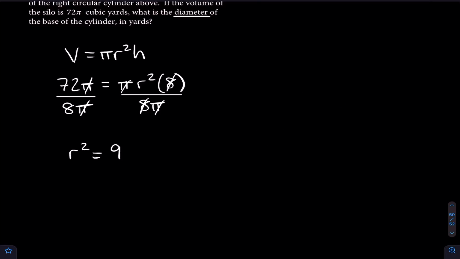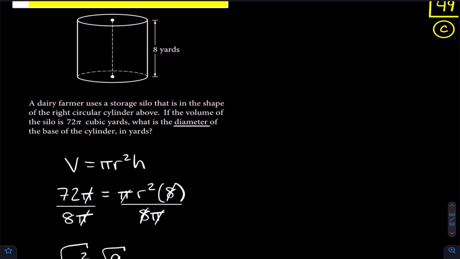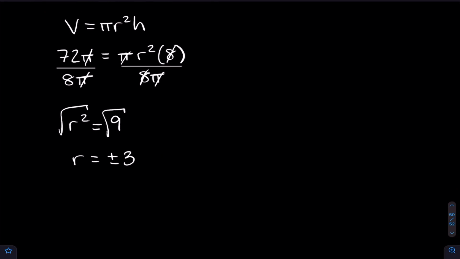So if r squared is equal to 9, that means the radius is plus or minus 3, because you take the square root of both sides. And if the radius is plus or minus 3, of course we know that the radius is not going to be negative. That's not a real world thing. So from there we can see that the radius is 3. And it looks like that's our answer, right?